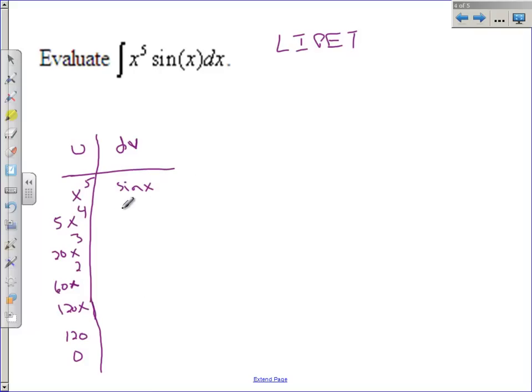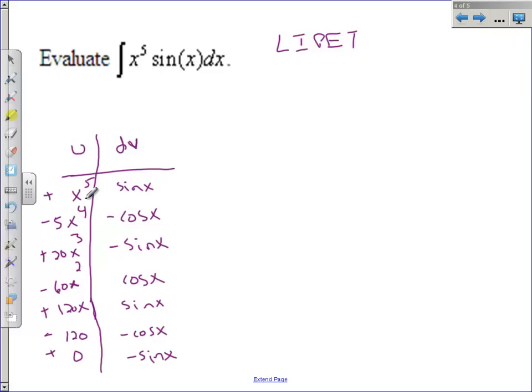Then you are going to integrate dv that same amount of times. The trig function is very easy to integrate, so the integral of sine is negative cosine, and the integral of negative cosine is negative sine, and the integral of negative sine is cosine, and do the integral again, sine, and do the integral again, and do the integral again. Make sure I did that right. Okay, yeah. All right, what you're going to do next is you're going to put plus and minuses all the way down, alternating.